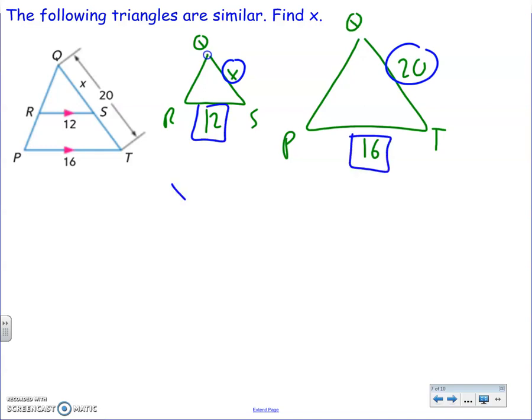Again, circle over circle equals square over square. And if you wanted to, you could do circle over square equals circle over square. Your choice. I like doing this more though.